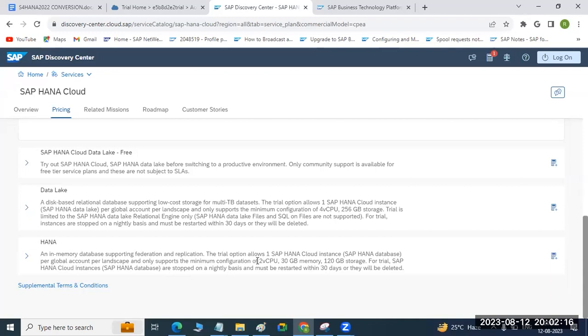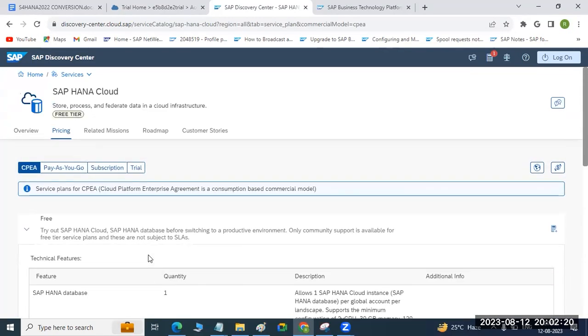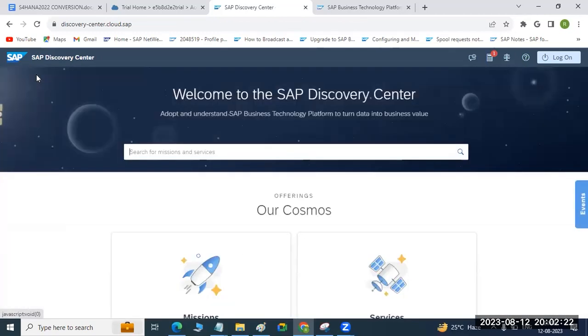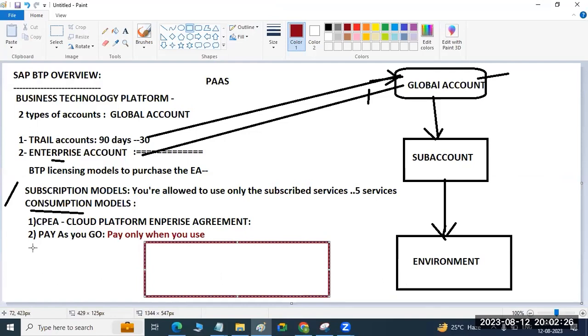So these are the models which we have in the HANA database. In the same way, for each model, the service rate is also different. The service rate we can also see, right? That rate is also different here. So few customers will choose the pay as you go. Some customers, who want to go for everything in the BTP, will choose the CPEA model or the subscription based model. So it depends upon the customer usage.